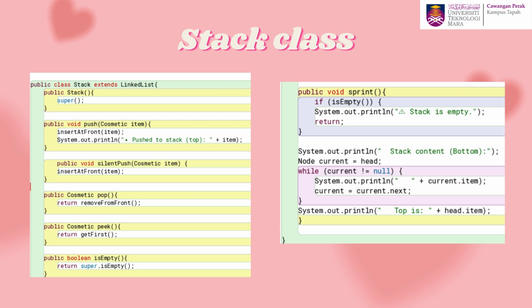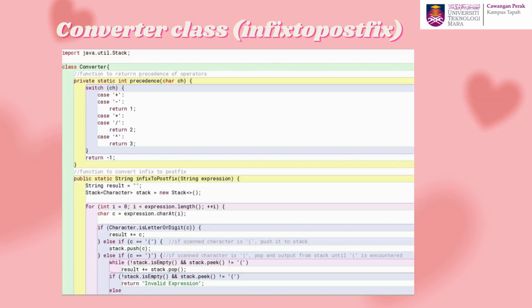Peek checks the top item without removing it. The method isEmpty checks if the stack is empty. SPrint is used to print the stack content using the print method from linked list. Overall, the stack class helps to store and manage cosmetics in reverse order, like stacking makeup items. Now let's move to the converter class.